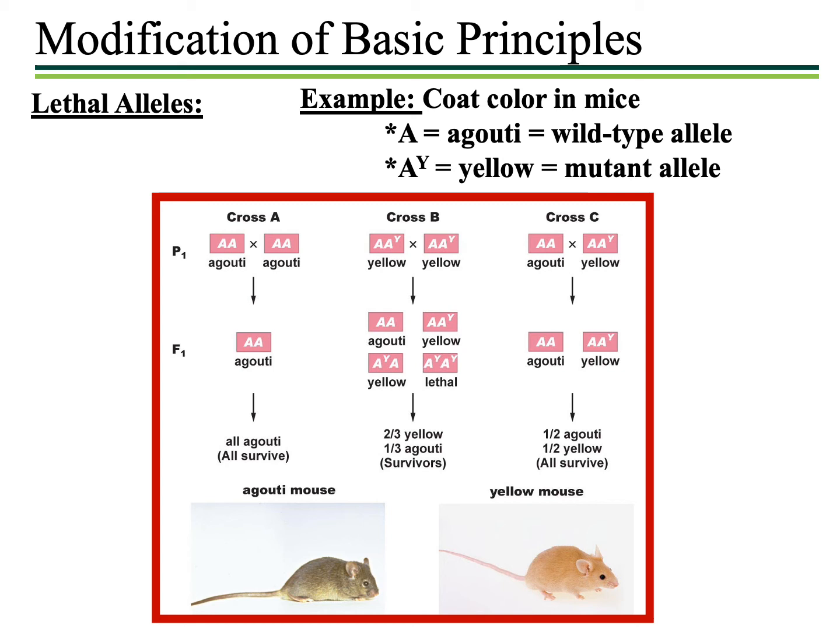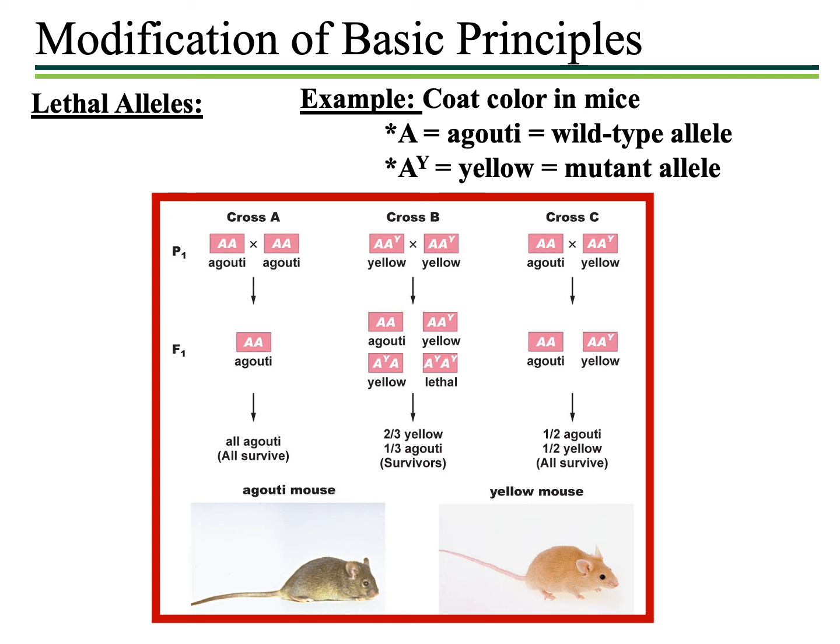If you look at cross C, this is just another way to expand this concept, in that if you take a homozygous agouti individual with a heterozygous yellow individual, the offspring would be 1/2 agouti and 1/2 yellow, and all would survive, because in this case, none of the offspring would receive two copies of the yellow allele. So again, for color, yellow is dominant, because in the heterozygous situation, these individual mice are yellow. However, for lethality, it's the homozygous combination of the yellow allele that causes lethality.